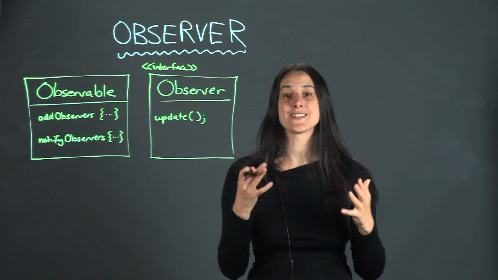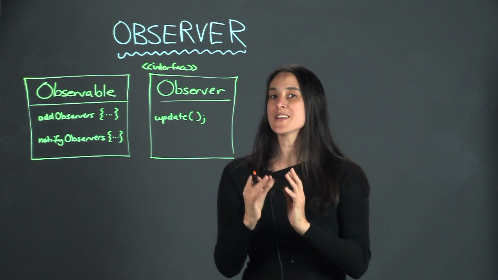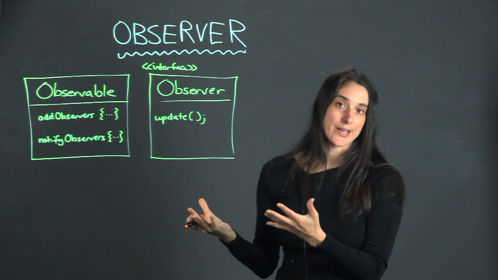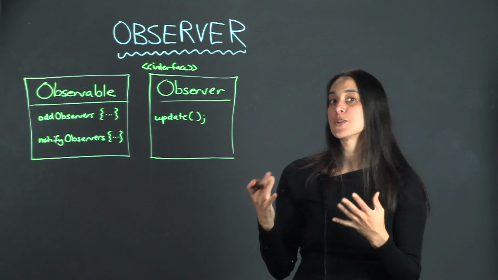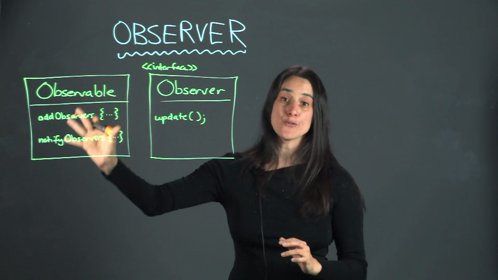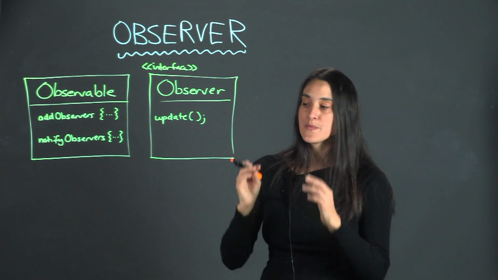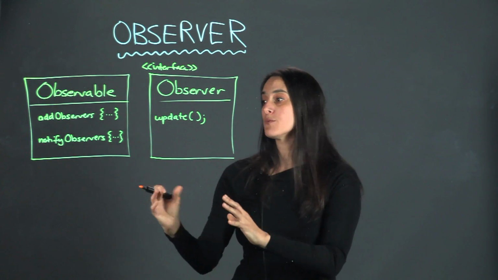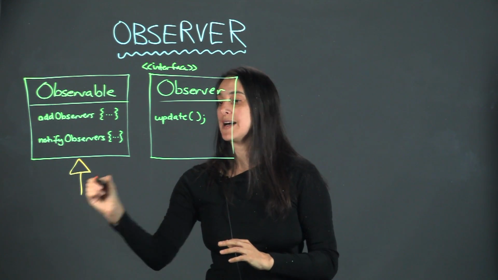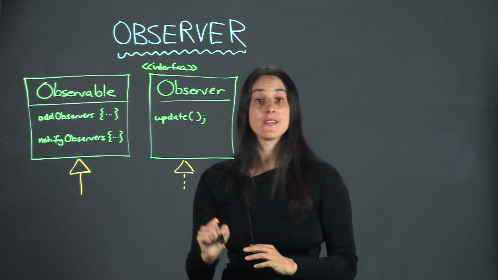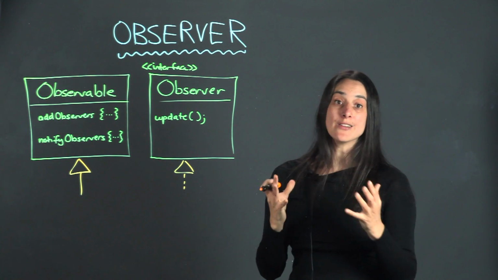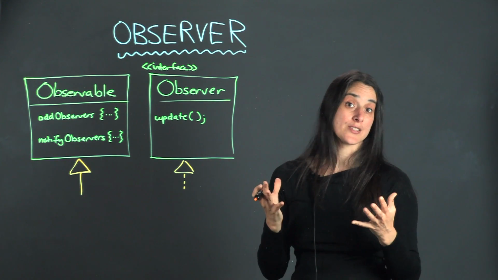The observer pattern is so common that Java has actually built it into its own language. In the Java libraries, you'll find an Observable class and an Observer class, which is actually an interface. To make use of these, you would just subclass from here and implement this. So now let's look at an example of doing this for ourselves.